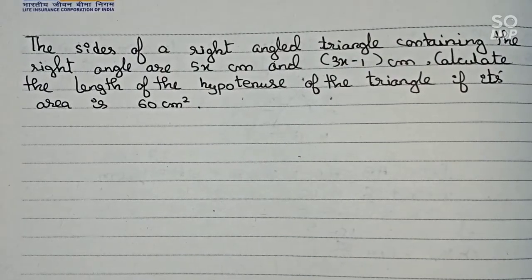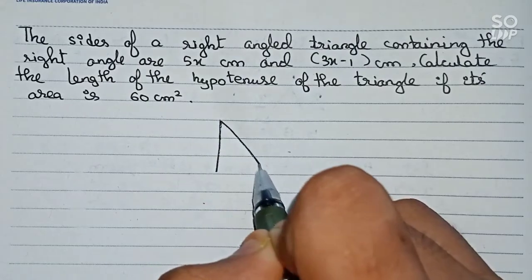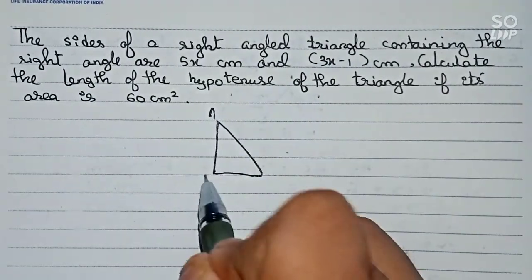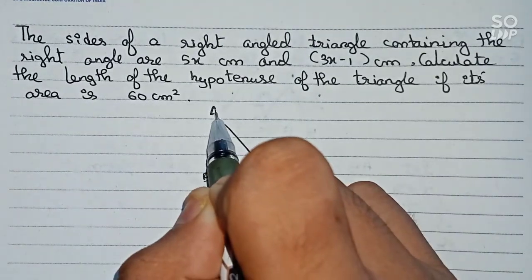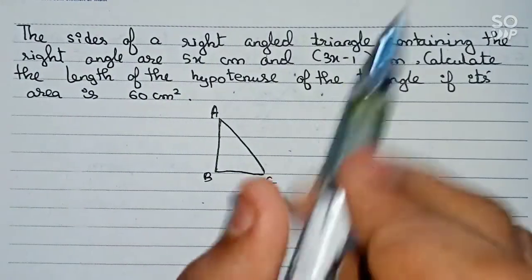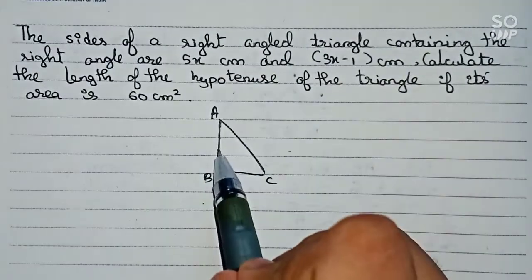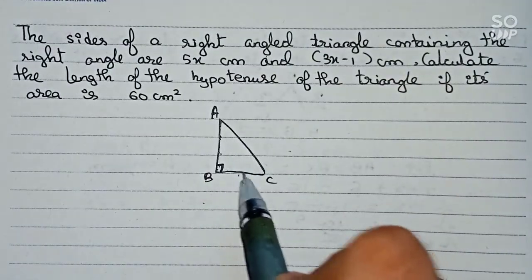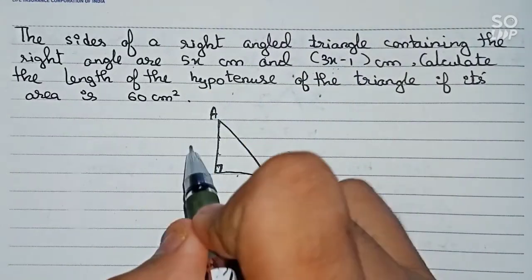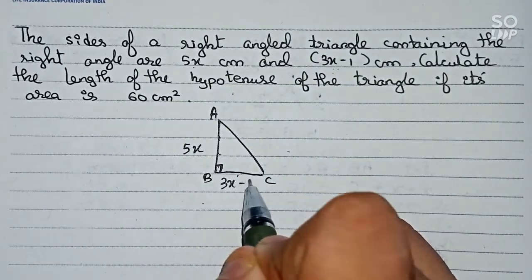For this question, first draw the right angle triangle. So this is our right angle triangle. Let's name it A, B, C. In the question it is given that the sides containing the right angle, so that means this is the right angle and two lines are containing the right angle, that is AB and BC. Their lengths are given: one is 5x cm and the other is 3x minus 1 cm. So here 5x and here 3x minus 1.